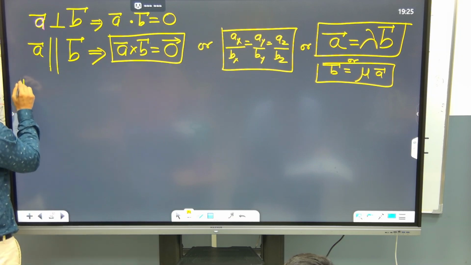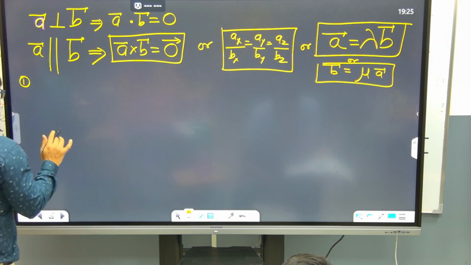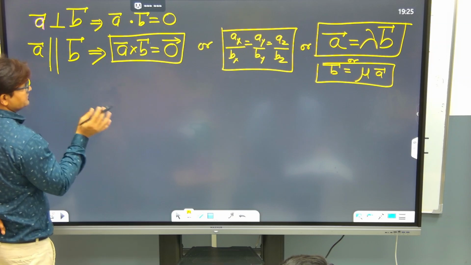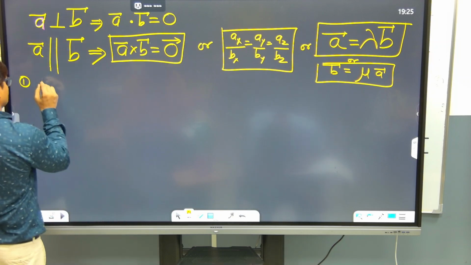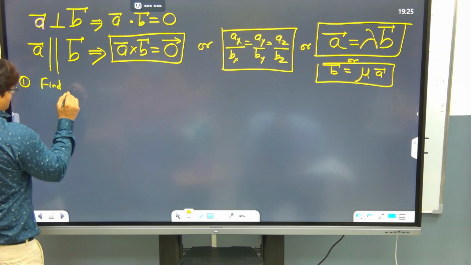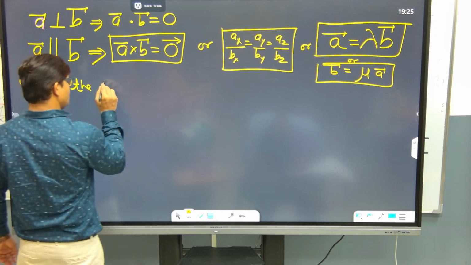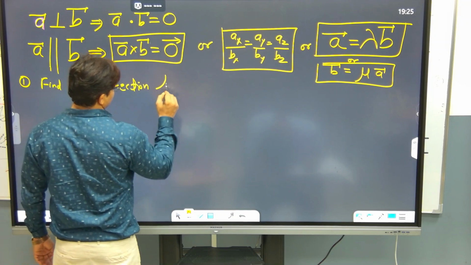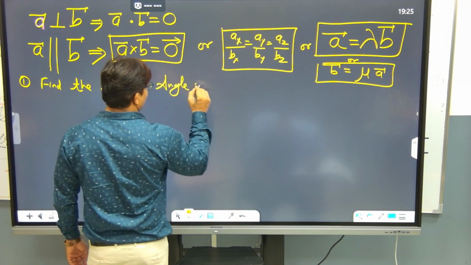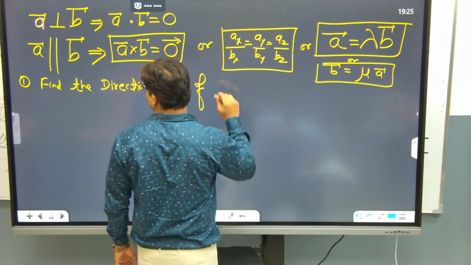First, if we have to calculate the normal, DC and DR based questions. Find the direction angle of a line.